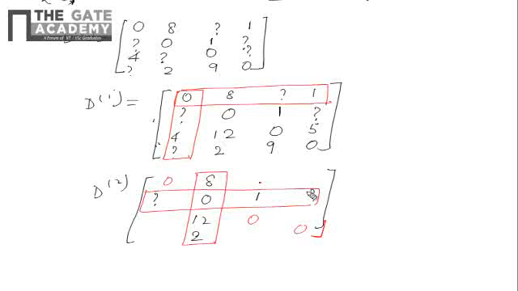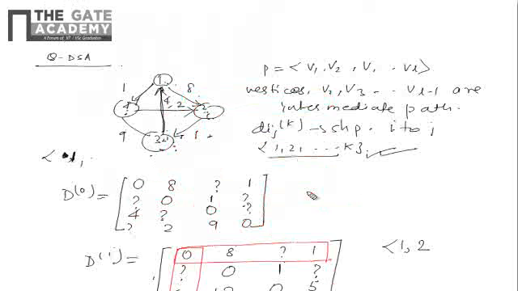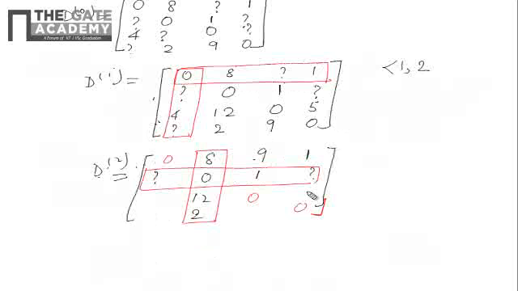Now check this value from 1 to... in the set you have come already, I will write here. Already 1 was there, now 2 has come because now we have taken D2. So 2 is there. Now from 1 to 3, can you go from 1 to 3? Yeah, 8 plus 1, 9. So this will be 9, then this will be 1. Now this we cannot change.